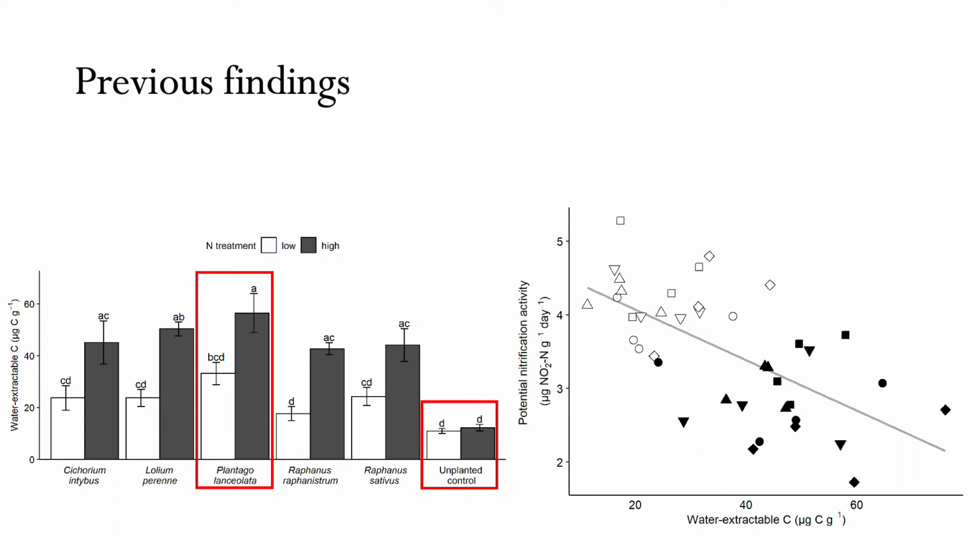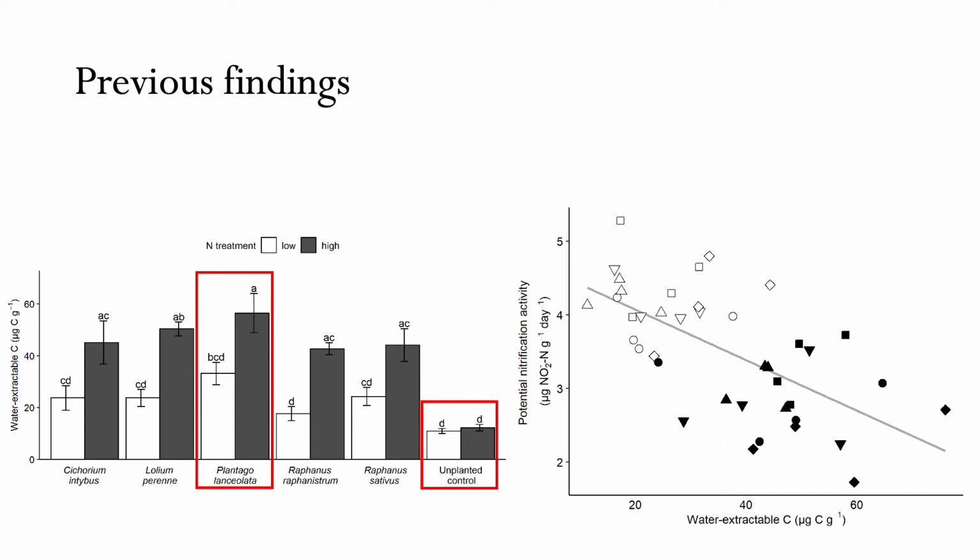Finally, I was able to observe a significant negative relationship between water extractable carbon and nitrification activity, which means that the potential for nitrogen to be nitrified was reduced the more of this carbon fraction was there. And so that's quite an important result, based again on this conceptual model that I just showed. I will come back to that in a second.